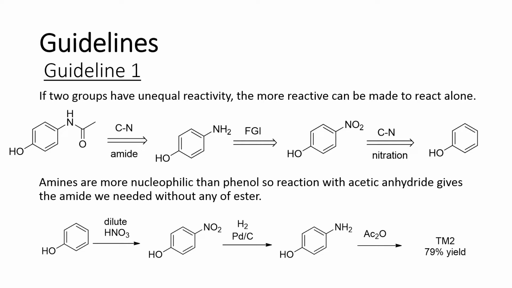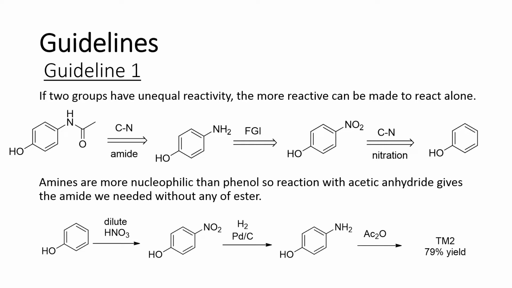First of all, we will discuss its retro-analysis. In retro-analysis, the C-N disconnection will occur and the amide linkage will be disconnected, after which we will get the NH2 group. As we can't introduce the NH2 group directly, it will be interconverted into some other functional group that can be attached directly. So NH2 will be converted into the nitro group, and the next step is the disconnection of the C-N group again, that is the nitration of the phenol.